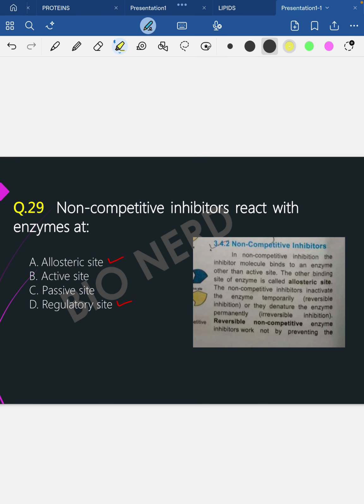In textbook you can read, in non-competitive inhibition, the inhibitor molecule binds to an enzyme other than active site. The other binding site of enzyme is called allosteric site. So because here the allosteric site word is present, so we will go with the allosteric site rather than regulatory site. Otherwise both are correct, but we have to choose one option, so we will take help from the textbook. So the alpha will be the right option.